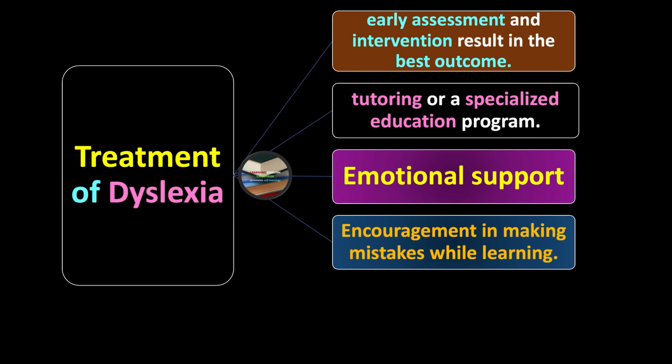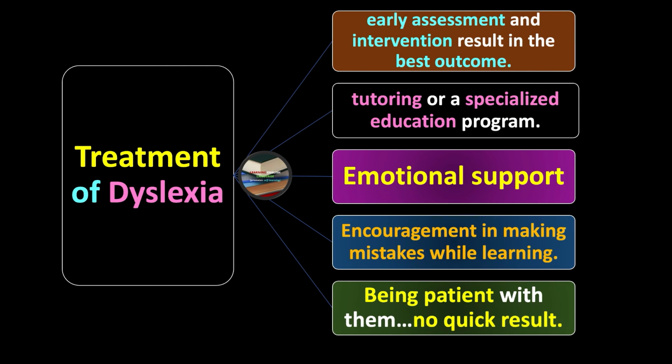So the mistakes in learning should be taken as a sign of progression in learning activities, and being patient with them. No quick result. So when you deal with a child suffering from dyslexia, we have to be patient. We should not be expecting quick result and outcome. That is not good, and that will unnecessarily put extra burden and pressure upon the child.